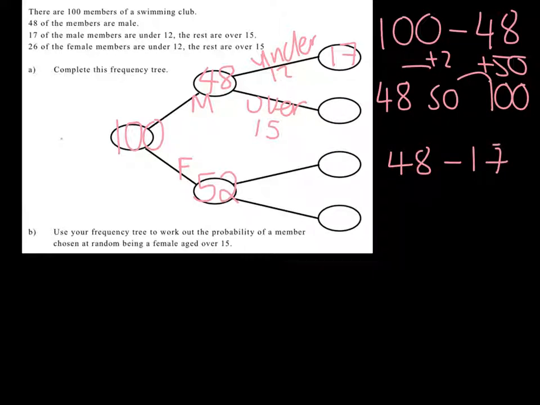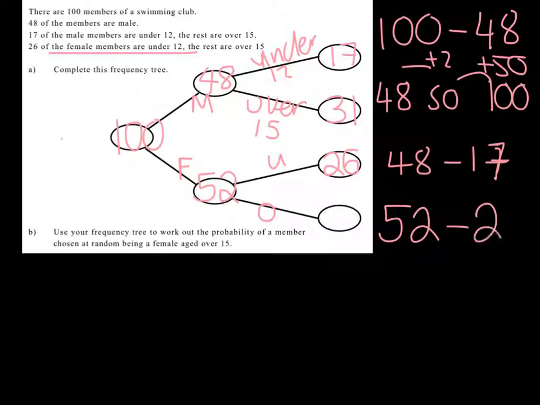So again, if it's on a calculator paper, you could use it. If not, I know if I add 1, that makes it 18, and then I've still got another 30 to add, so 31. And then the final part then, 26 of the females are under 12, so if this one's the under, this one's the over. 26 females are under, and then we just need to work out the over. So 52 minus 26, you can take your time with that, would leave you with 26. So that would be completing the frequency tree, done.